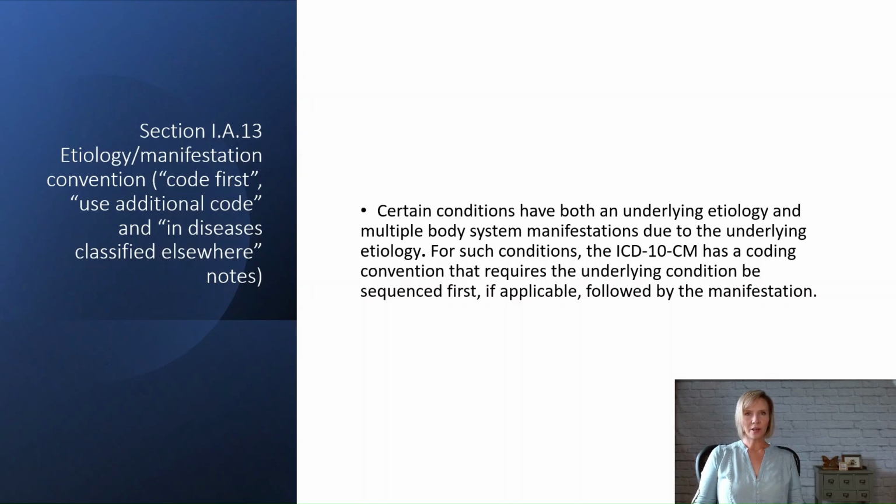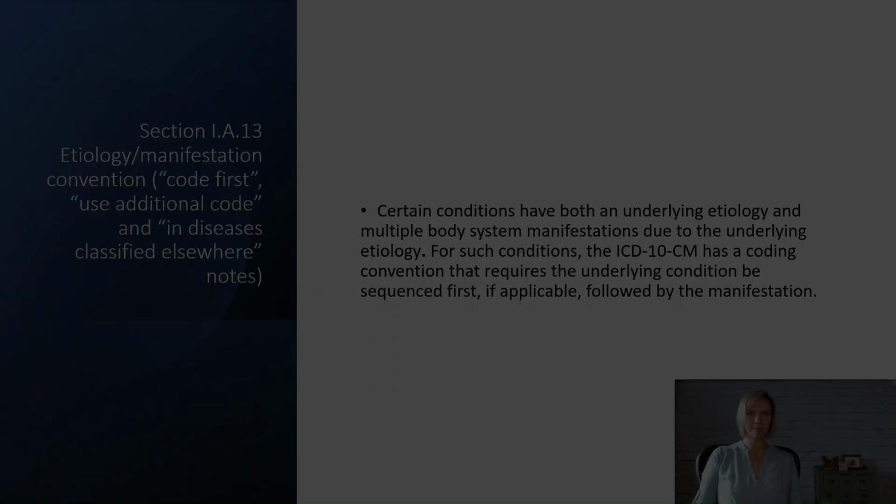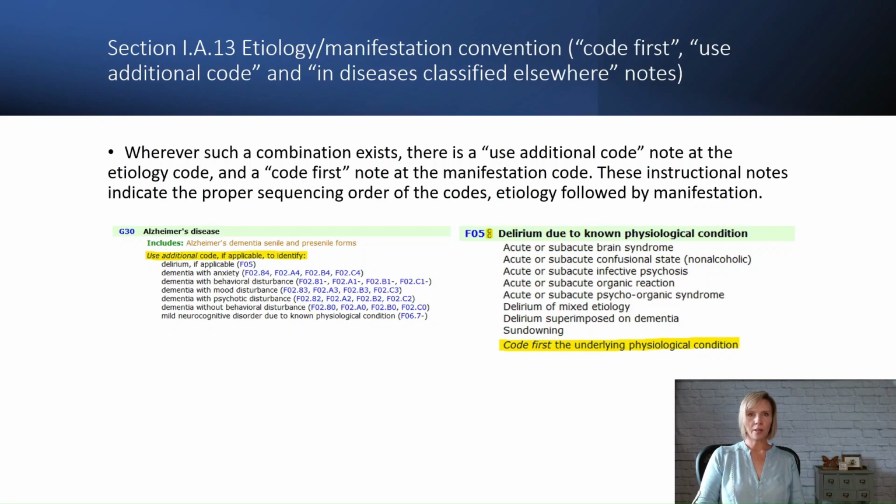In ICD-10, there are certain conditions that have both an underlying cause and resulting manifestations that occur in different parts of the body. For these conditions, ICD-10 has coding rules, which are called coding conventions, that tell us that we should code the underlying condition first, followed by the manifestation code. This is indicated by a use additional code instructional note at the etiology code and a code first instructional note at the manifestation code. These notes give us instructions on the correct order to put the codes, with the etiology code coming before the manifestation code.